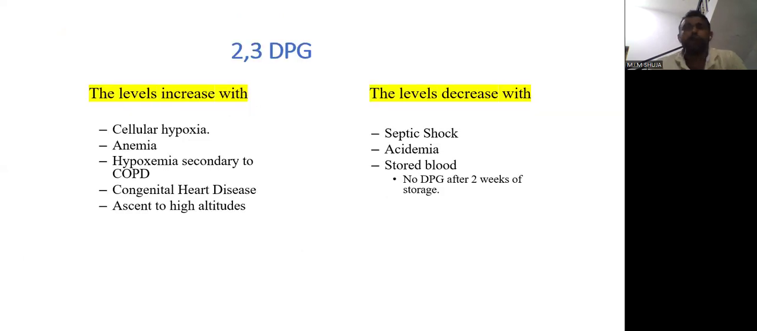So these are the few factors which increase the level of 2,3-DPG: cellular hypoxia, anemia, hypoxemia secondary to COPD, and ascending to high altitude. There are few factors which reduce the level of 2,3-DPG: septic shock, acidemia, and stored blood.